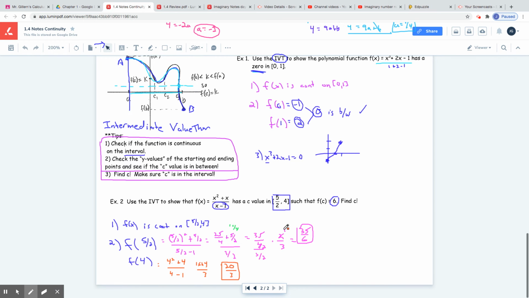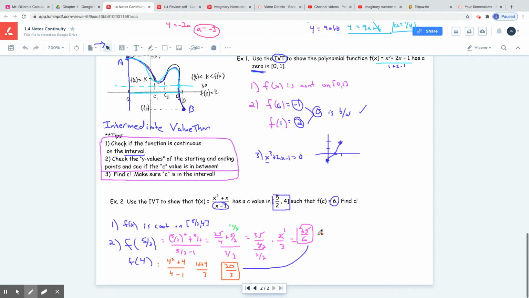The 2 cancels, makes it 1. With this 4, it'd be a 2. So 35 times 1 is 35. 2 times 3 is 6. 35/6 is a little bit less than 6, right? Because 36/6 would be 6. So it's a little bit less than 6. Plugging in 4 is a little bit easier. You end up with 20/3, which is a little bit bigger than 6.